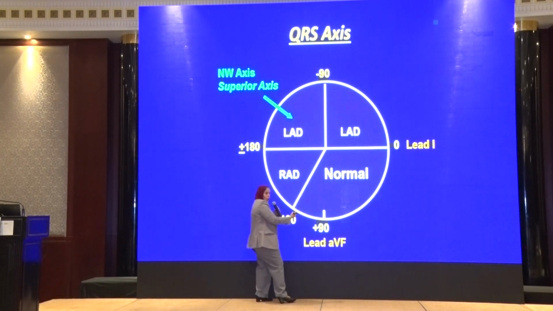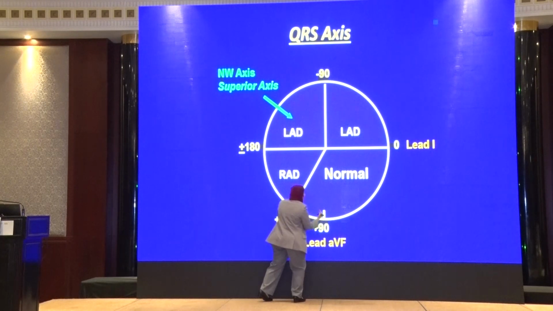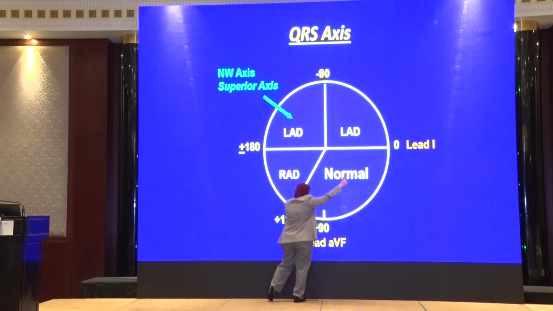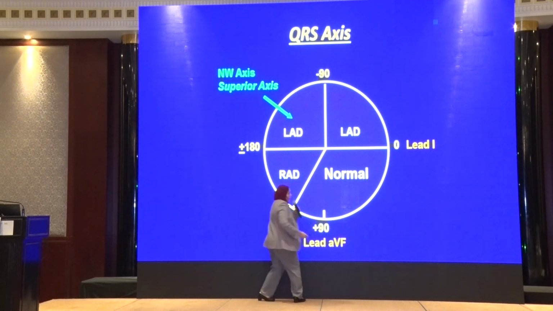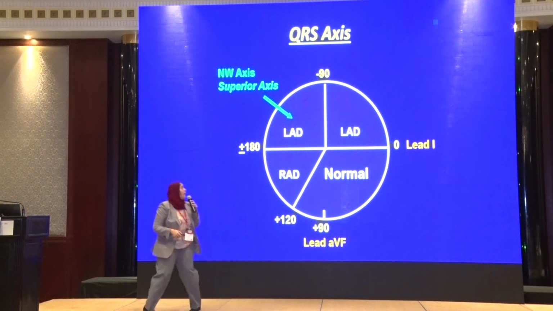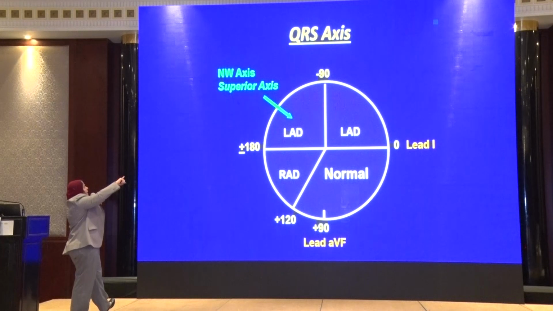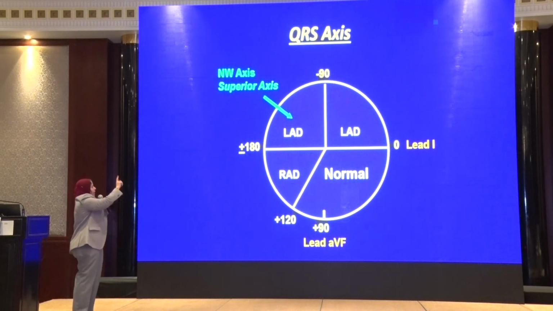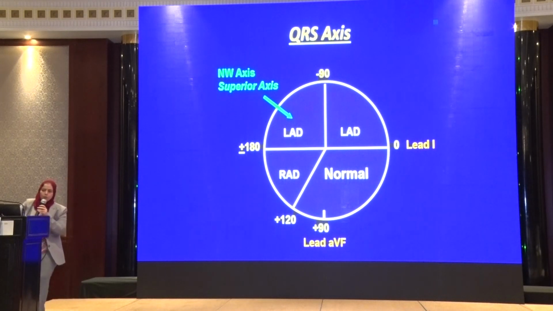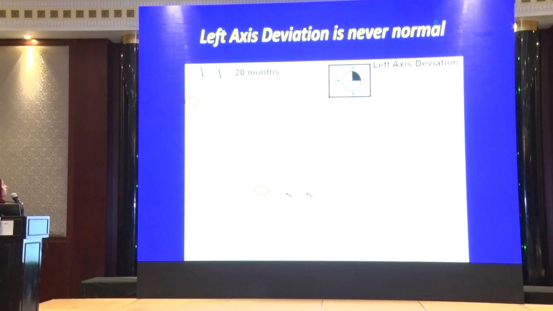And then when we get older, we start to move from the right axis deviation, and usually we are between the 0 and the 90. Up is left axis deviation. Up is what we call extreme axis or superior axis, and this is never normal. The left axis deviation, especially the superior axis, is never normal.